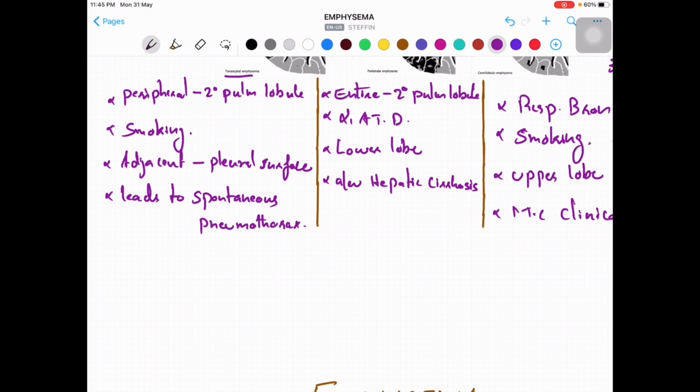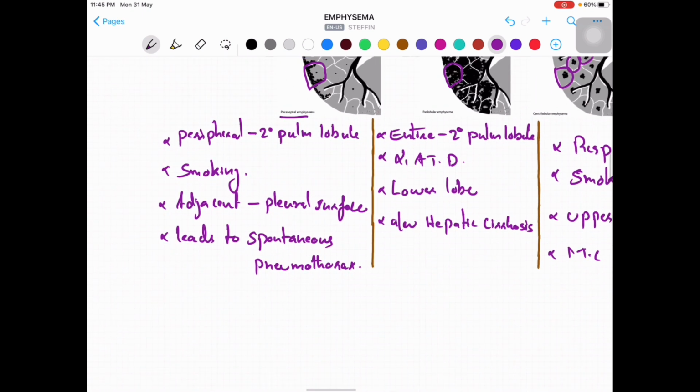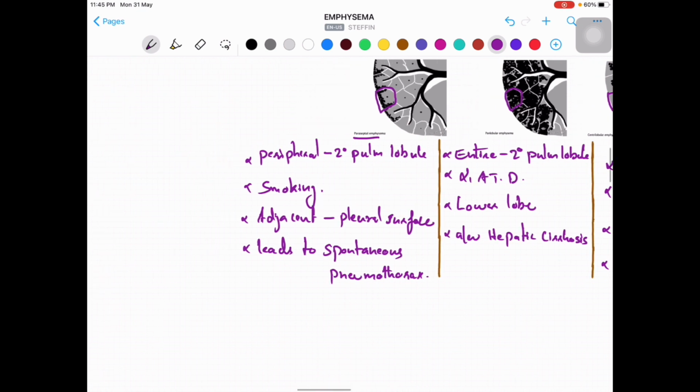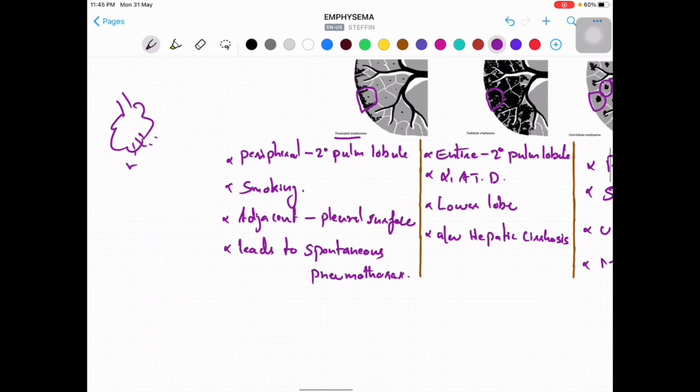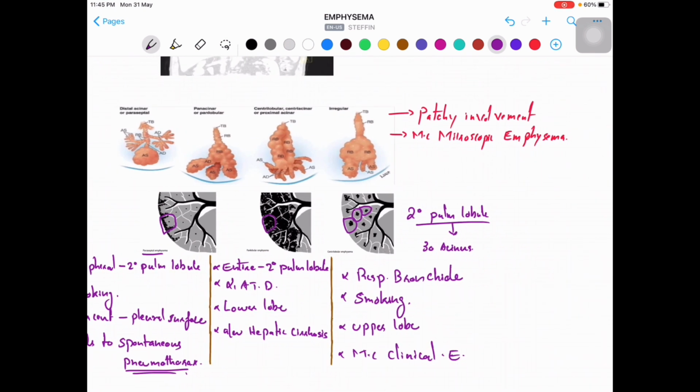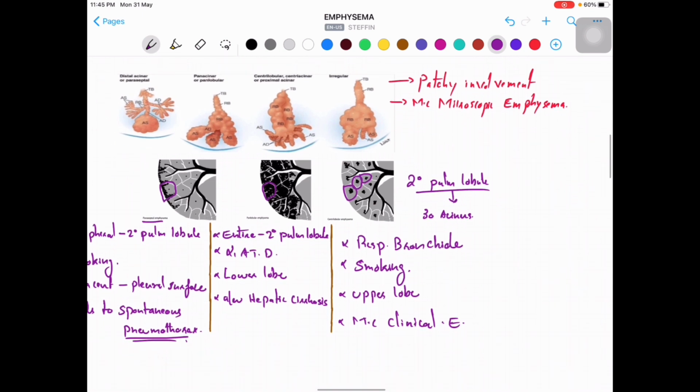What do we mean by spontaneous pneumothorax? As we know, paraseptal emphysema affects the distal portion of the acinus, which includes the alveoli. As the alveoli are ballooned or inflamed, they may rupture. As a result, air spills into the pleural cavity. That air in the pleural cavity is called spontaneous pneumothorax. So let's move on to the next one, irregular. It is patchy involvement, and this is the most common microscopic emphysema. This is about the types of emphysema.